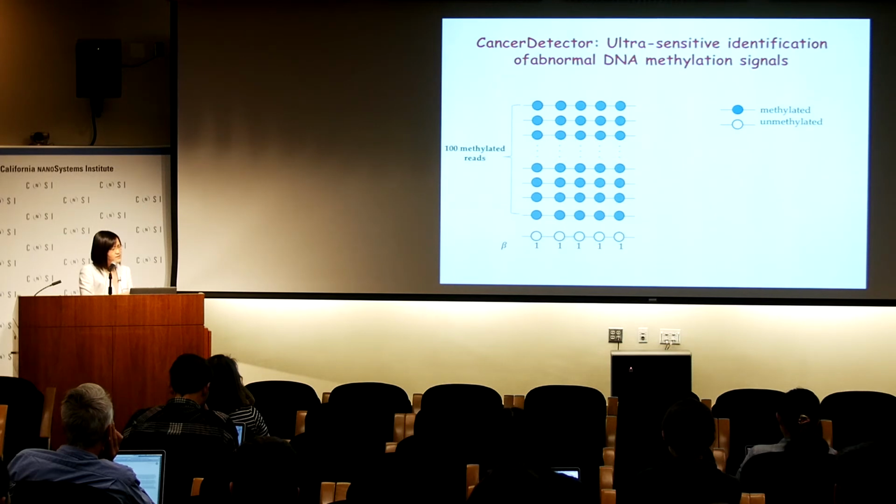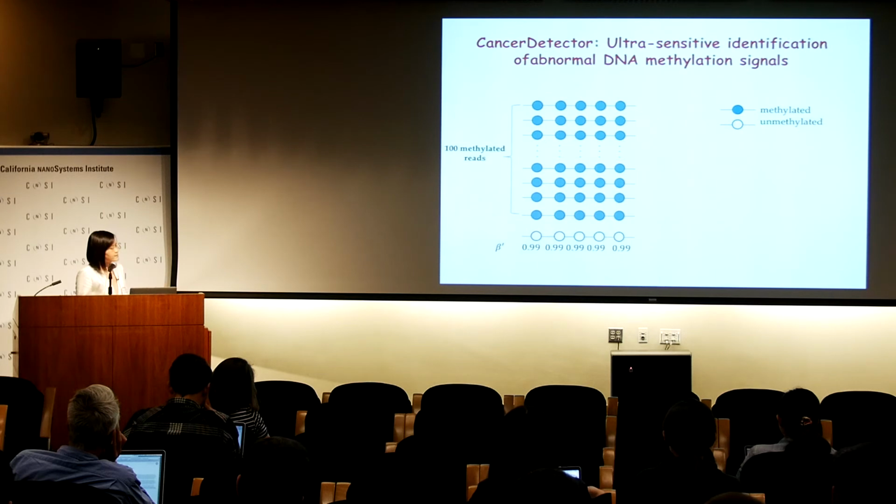Now, if there is one unmethylated read in this read population, simulate that cfDNA scenario. So you have 1% of the DNAs being tumor DNA, and tumor DNA is not methylated. So the beta value changes from 1 to 0.99, right? That is very hard for us to capture the signal from 1 to 0.99, right? Beta values are what everybody is using.